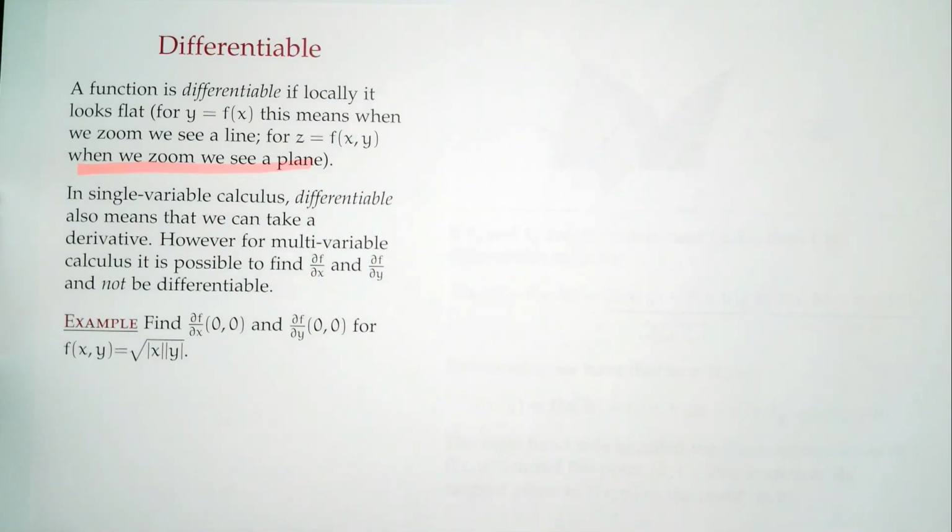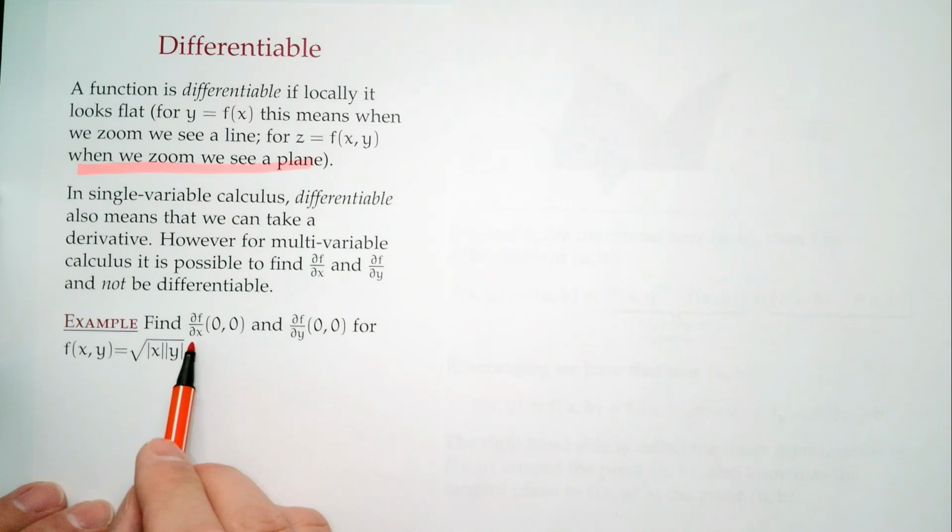So let's take a look at a function. Suppose I have the function f of x, y is the square root of the absolute value of x times the absolute value of y. This function is defined for all values of x and y, because the absolute value means I'll never take a square root of a negative. So suppose we want to find these things.